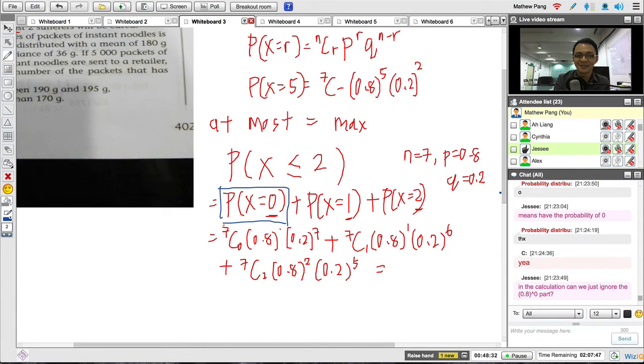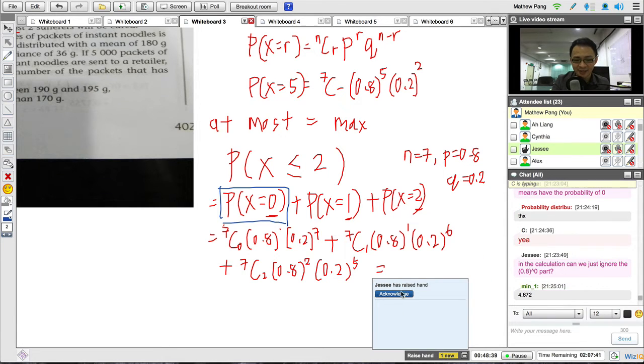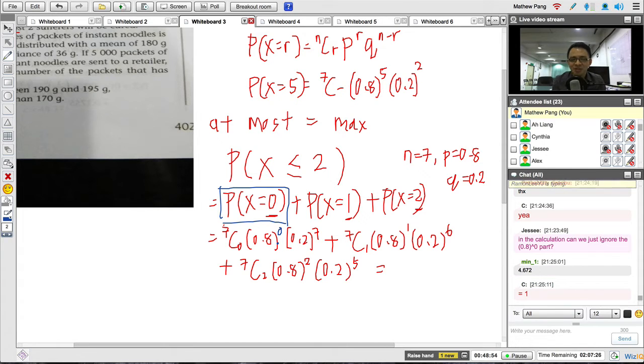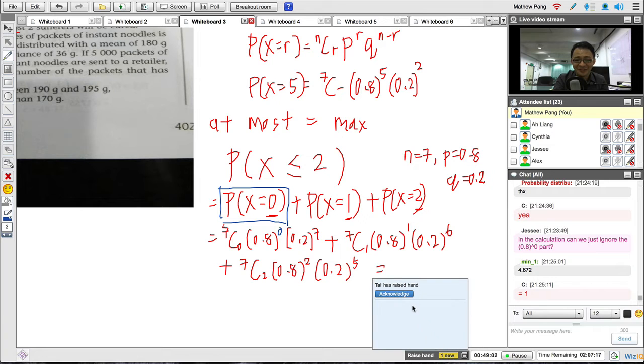Alright, then can someone try to help me press the calculator and just give me the value? I see some raised hands here. Yeah, any problem, Jesse? In the calculator, we just ignore the 0.8 power of 0. Yeah, you can ignore it because it's multiplication, right? Because anything power of 0 will give you 1. But you can just press it. It won't take you a lot of time, maybe maximum extra 1 second. I don't think that 1 second will make a lot of difference in your life.